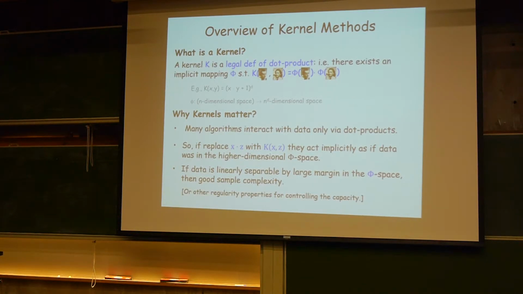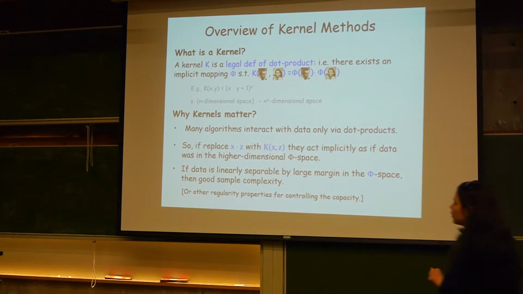So large margin. What we need in the high-dimensional feature space is some sort of regularity to control the capacity somehow. Large margin is a nice way. It's a traditional way, but there are other ways to control the capacity in the high-dimensional feature space too. But this is the most intuitive one to think about, and for this course, this is sufficient.